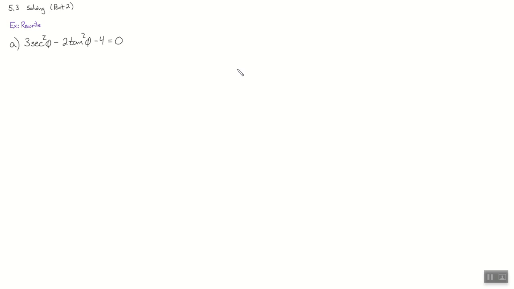Right off the bat, if you like the technique of letting u equal something, this fails. Because if I make this u, this very clearly is not u anymore. I can't even make secant u because these are different expressions. So we need a way around this.